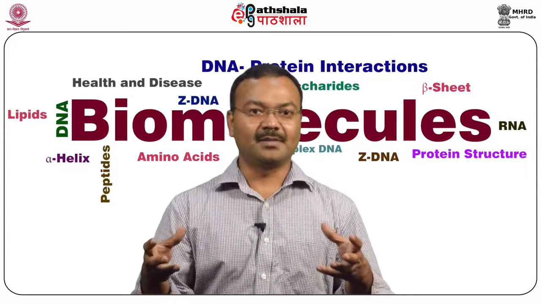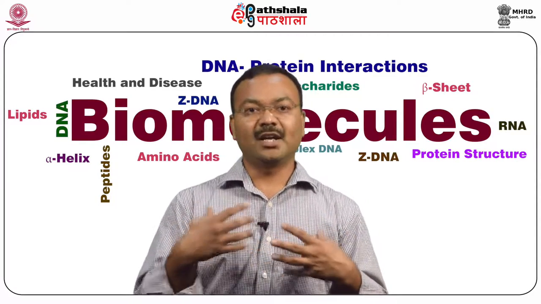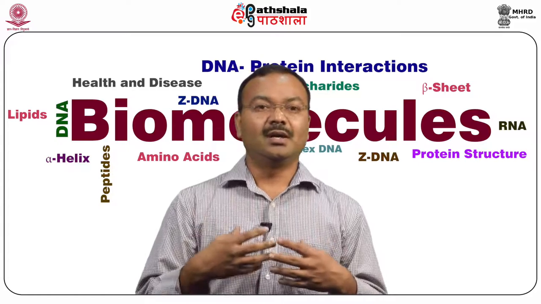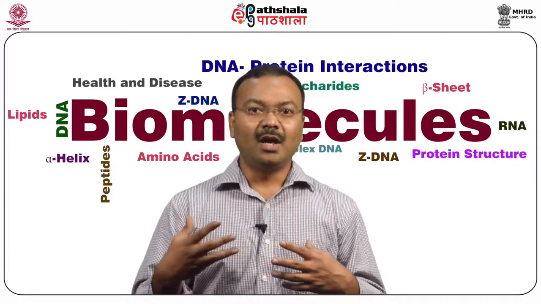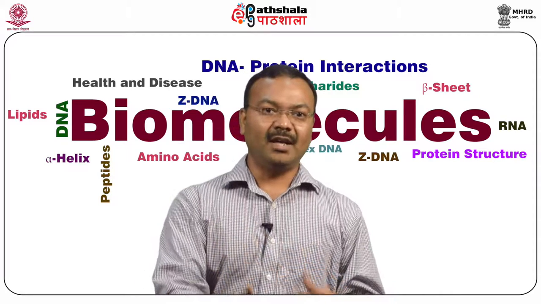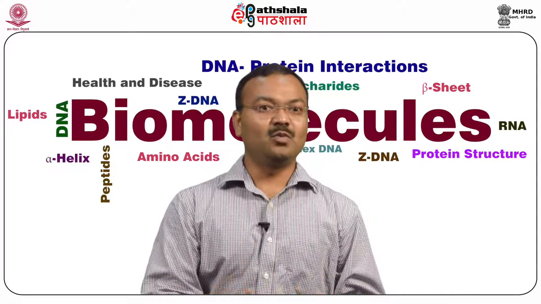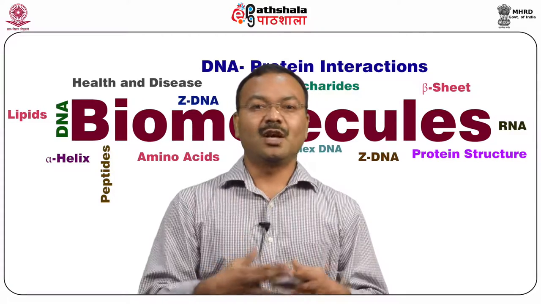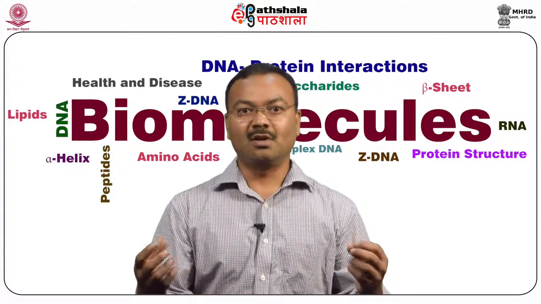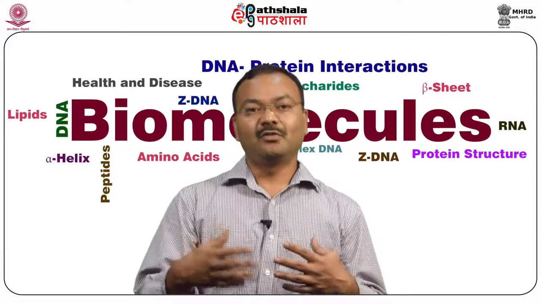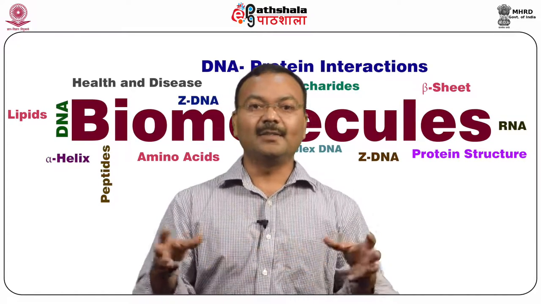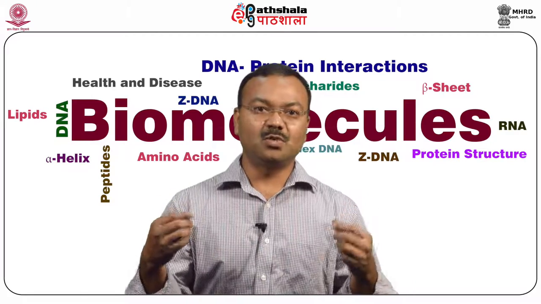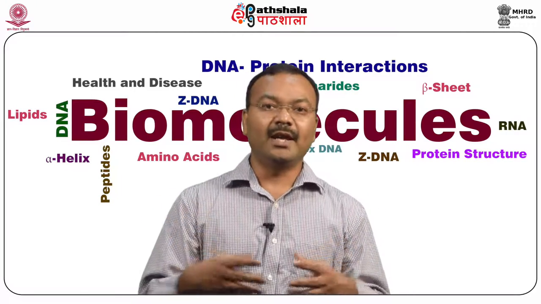Now, these secondary structures were first described by Linus Pauling and Robert Corey, who first described the alpha helix, and he almost said that the problem of protein structure is solved. But later, after a few years, he again proposed the model of beta sheets. At that time, no protein structures had been discovered or determined by any method.